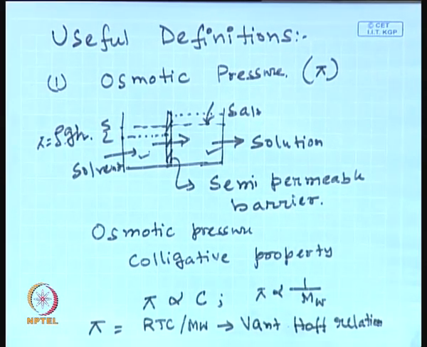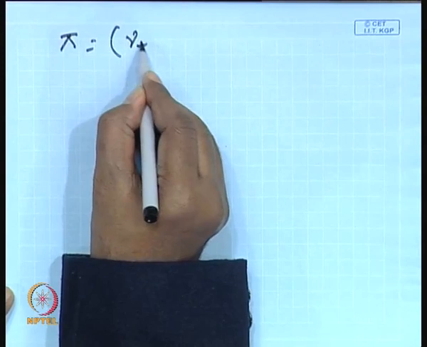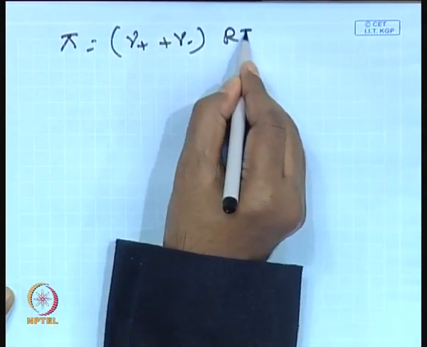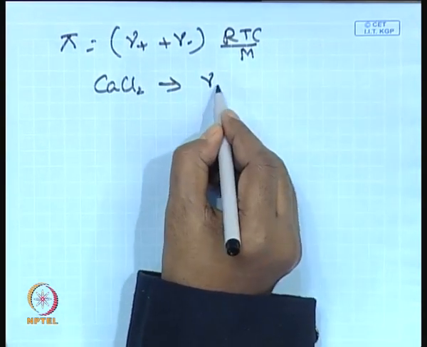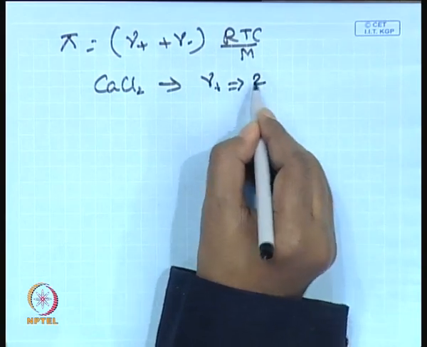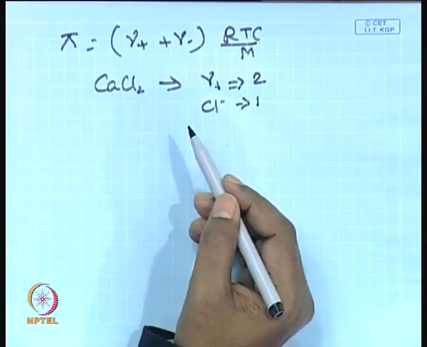Okay. Now, it has been observed that for the salt solution, this is for the monovalent salt. For the divalent salt, I will let you know the relation for divalent and higher valent salts. It is basically pi is equal to nu plus nu minus RTC by m. That means, for CaCl2, the valency nu plus is 2 and for chloride, nu minus is 1. So, the osmotic pressure will be slightly higher.